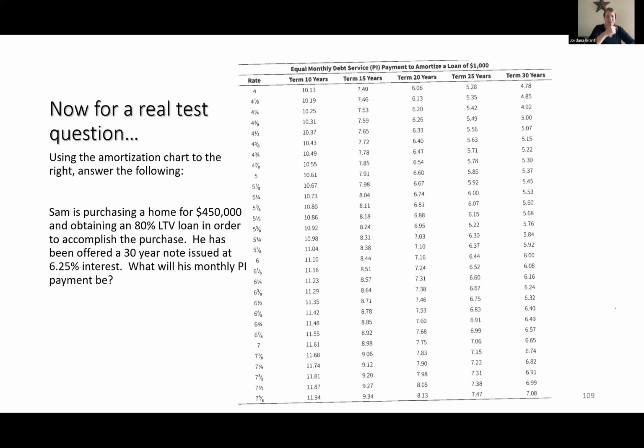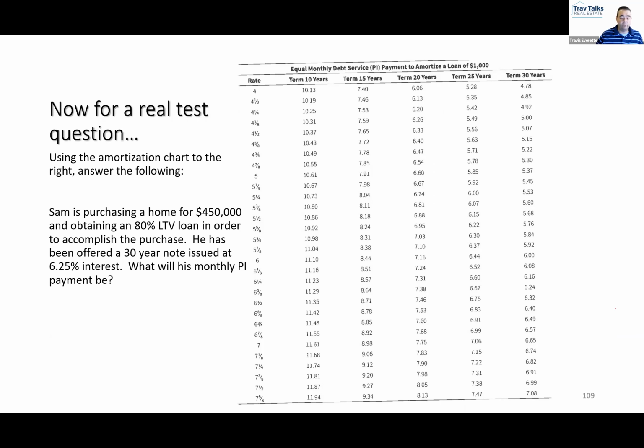So look at this question right here, because this is a test question. Sam is purchasing a home for $450,000 and obtaining an 80% loan to value loan in order to accomplish the purchase. He has been offered a 30-year note issued at 6.25% interest. What will his monthly PI payment be?